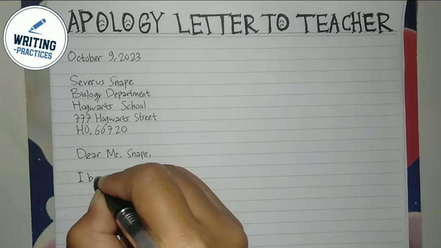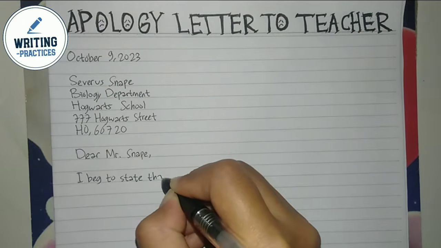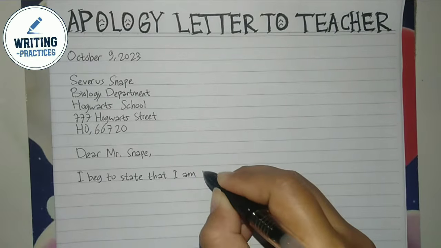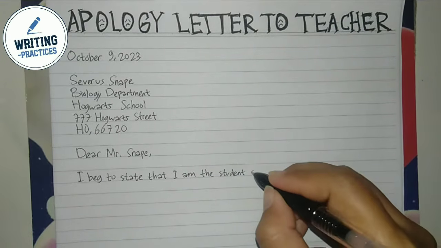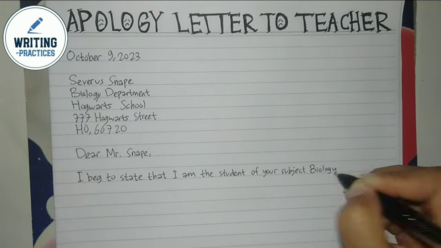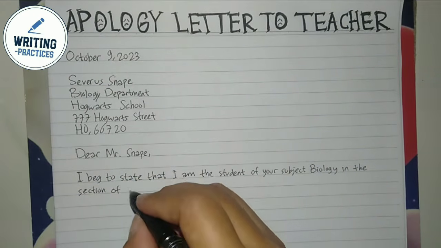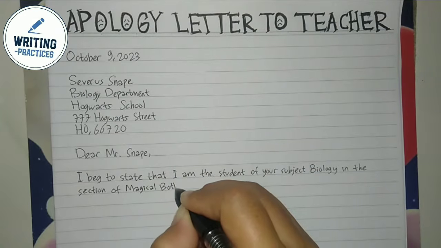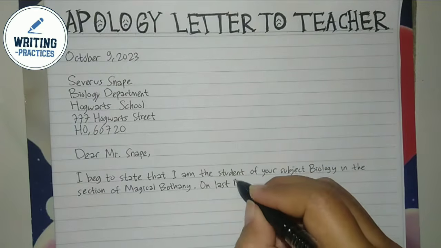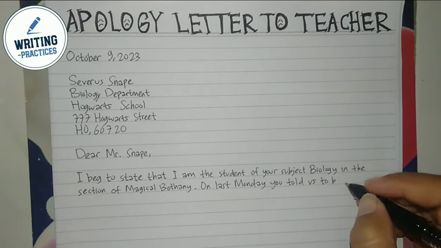And now, in the first paragraph, you can introduce yourself first. Your teacher has a lot of students, so it is a must. You can write that you are a student of the teacher by mentioning the subject as well as the section of the class. In the second sentence, you can continue to tell the teacher why you are writing this apology letter.